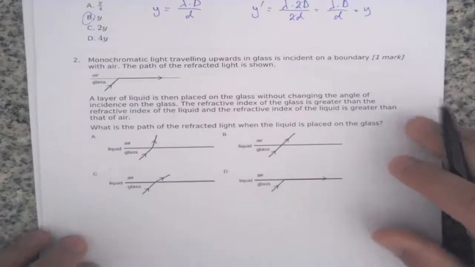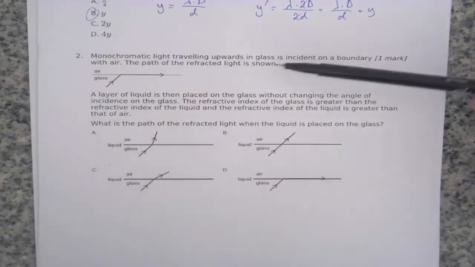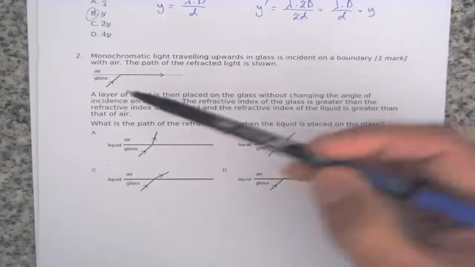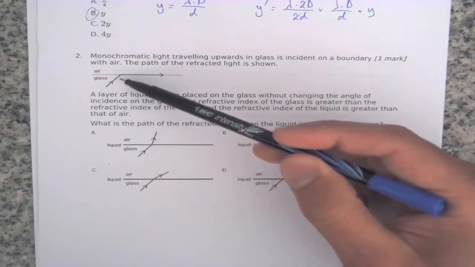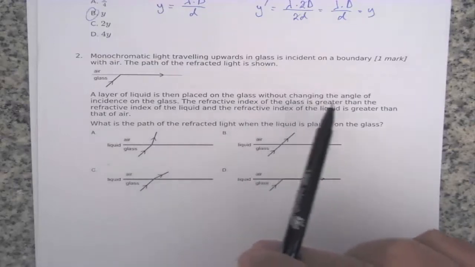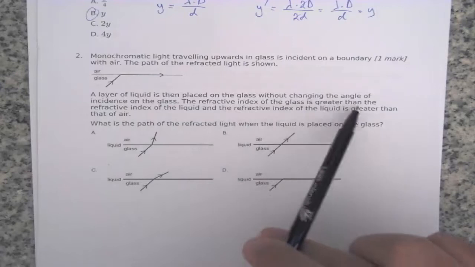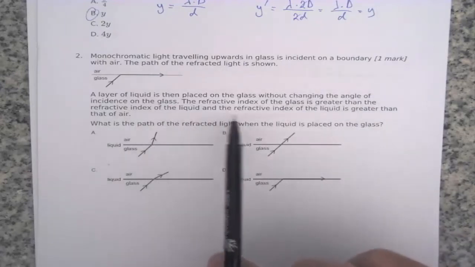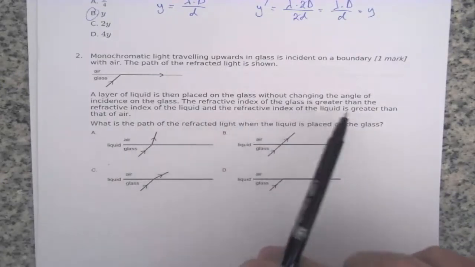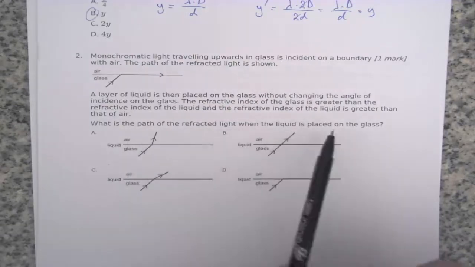Now number 2, monochromatic light is traveling upwards in glass and is incident on a boundary with air. The path of the refracted light is shown here. So here we see that we enter with a critical angle theta. A layer of liquid is then placed on the glass without changing the angle of incidence on the glass. The refractive index of the glass is greater than the refractive index of the liquid, and the refractive index of the liquid is greater than that of the air. What is the path of the refracted light when the liquid is placed on the glass?